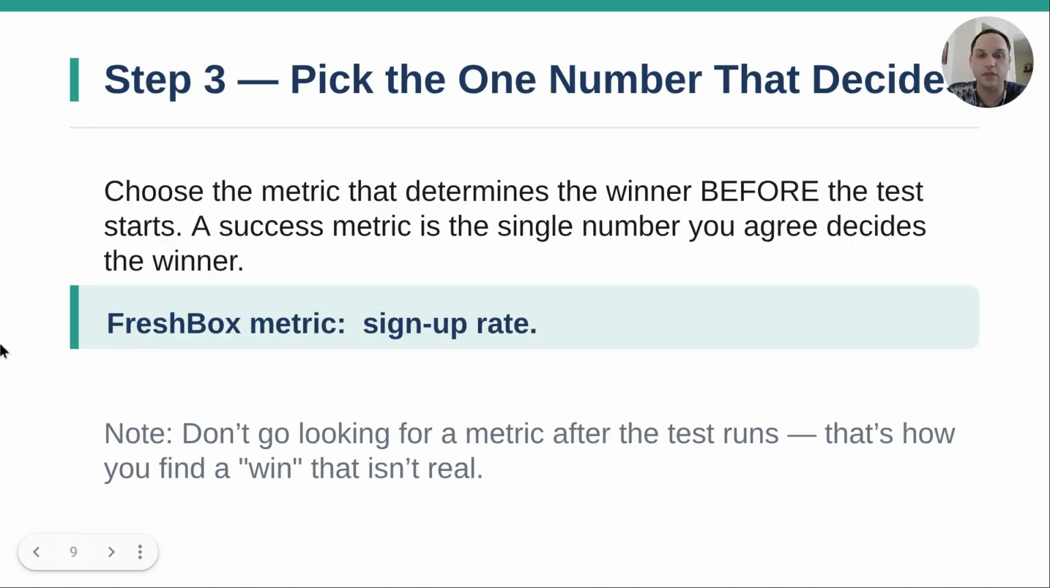Before the test starts, not after, decide on the one number that will determine the winner. For Freshbox, that's sign-up rate, the percentage of visitors who click Get Started and complete the sign-up. The reason you set this before the test is important. If you wait until after, and then go looking for a metric where version B happened to win, you'll almost always find one, and it won't mean anything. Define it up front, and the result stays honest.